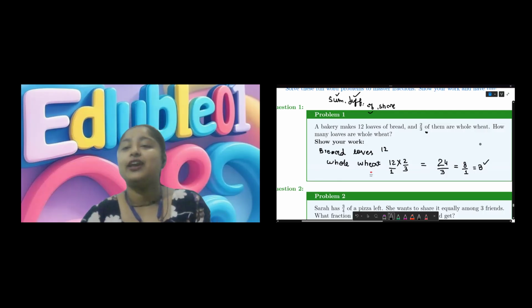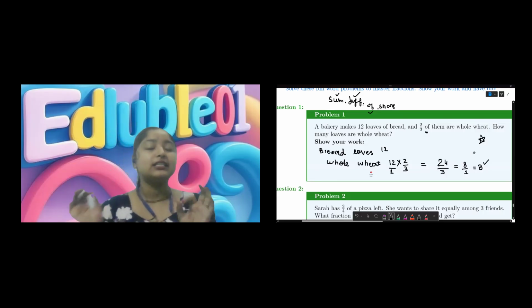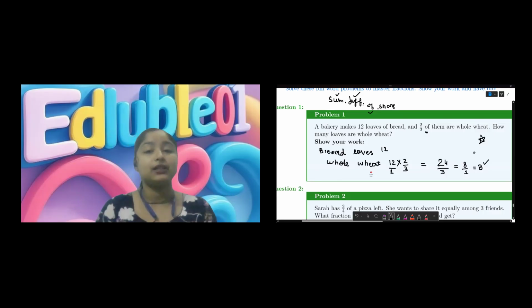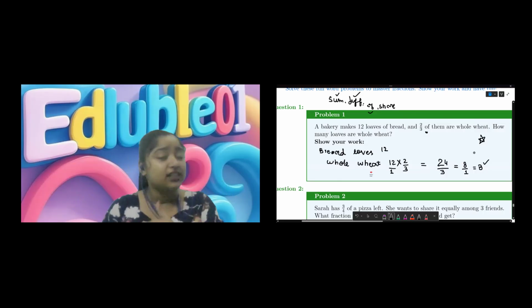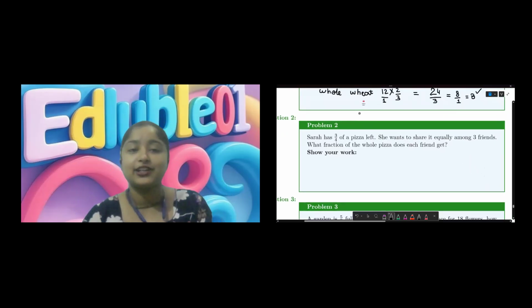See, very, very easy, not hard. We know the concept, we just need to do the calculation. In word problems, the main thing is that you should be able to comprehend the questions, nothing else. The calculation part we are going to master while we practice. Let's move on to the next one.